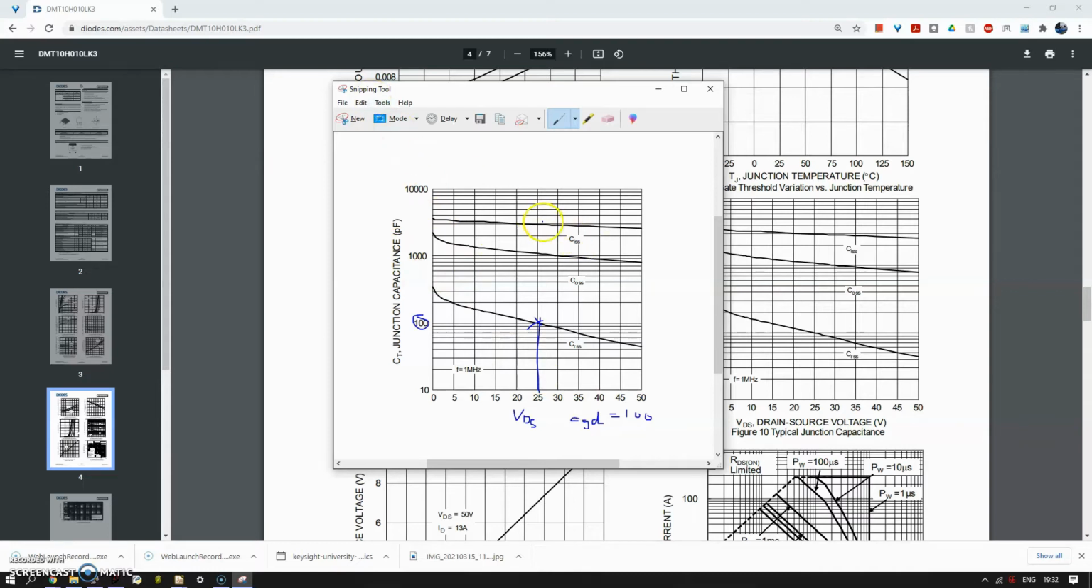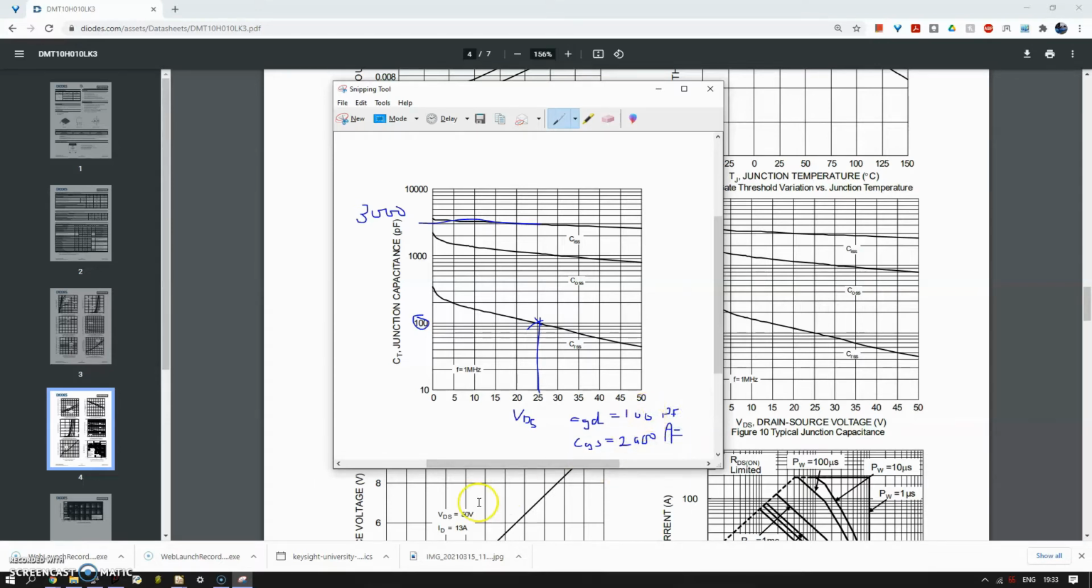And then if we continue up, we see that we're pretty much smack on 3000 picofarads for the addition of the gate drain and the gate source. So fairly easily then we can say that the gate source is just 2900 picofarads. So this is all in picofarads.